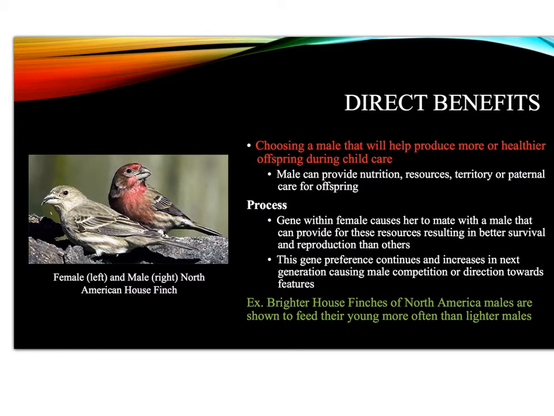With direct benefits, females choose a male that will help produce more or healthier offspring during childcare. This male can provide nutrition, resources, territory, or paternal care for offspring. Here, there is a gene within the female that causes her to mate with a male that can provide these resources, resulting in better survival and reproduction than others. This gene preference continues and increases in the next generation, causing male competition. For example, brighter house finch males of North America are shown to feed their young more often than lighter males.